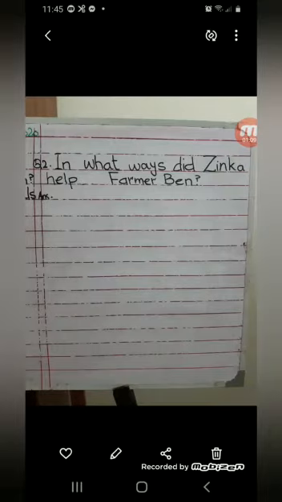Now we come to question number 2, that in what ways did Zinka help Farmer Ben? You can see the answer on page number 19, line number 17, that Zinka ran to the gate to get the newspaper. This is first, number 1 point. The Z of Zinka should be capital. The second, Zinka would get his boot after the tea. Is this clear?